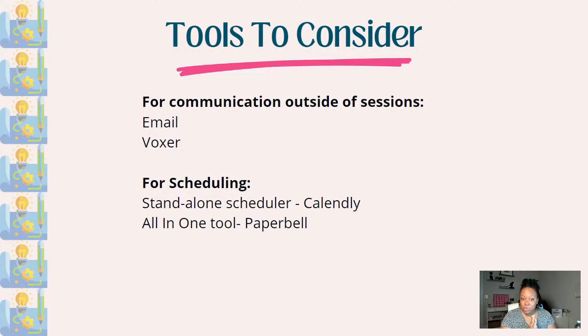And then for your scheduling, remember I said you've got to have a calendar scheduler so that you can automate that. You can use a standalone scheduler like Calendly. And by standalone, I mean it's pretty much the only thing it does. I know that Calendly now has some extra features, but when it was first created, it was a standalone scheduler, which I love. However, my true love is the all-in-one tool, Paperbell.